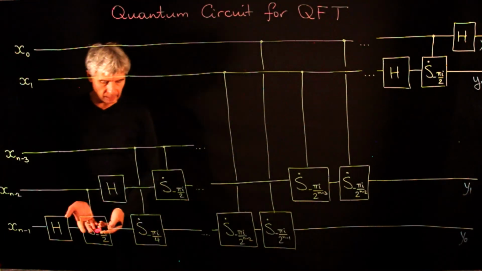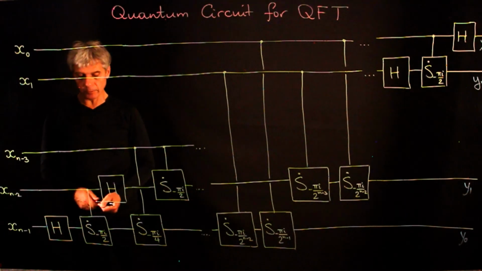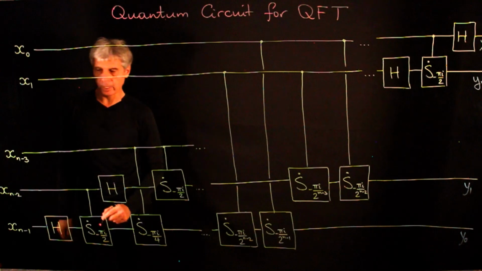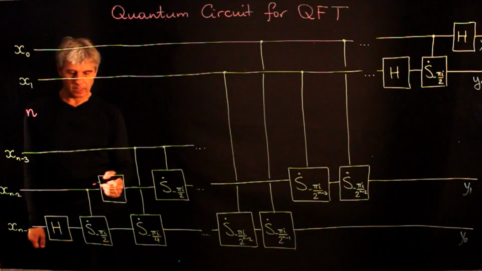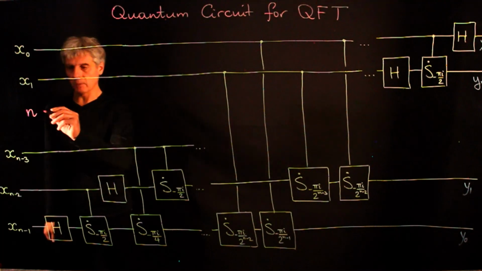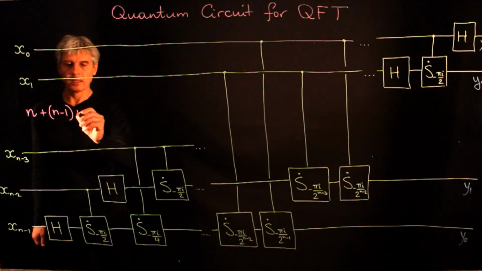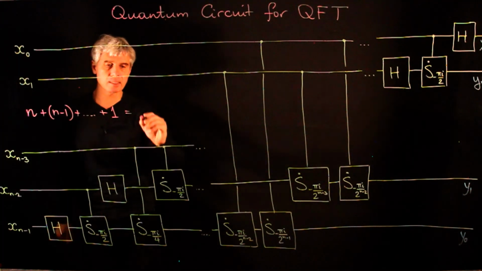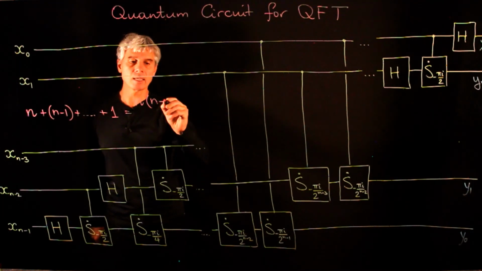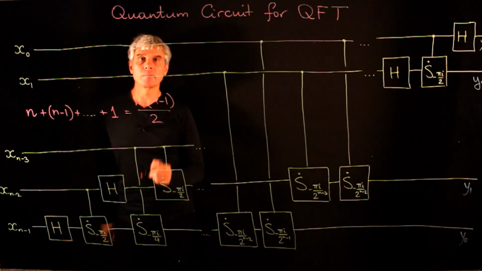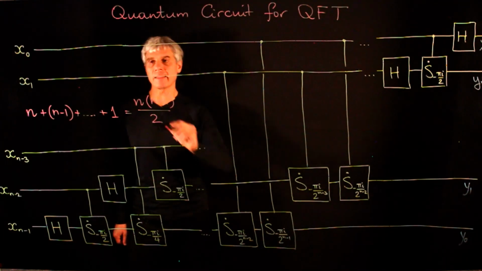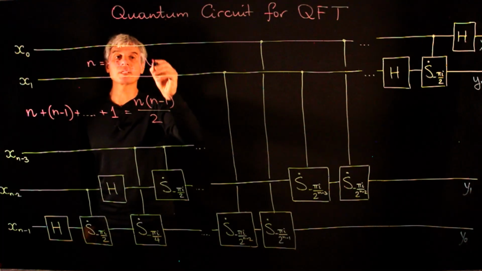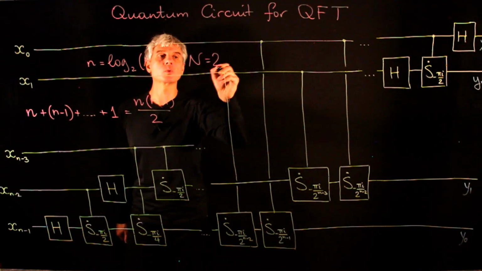So now let's calculate the complexity of the quantum Fourier transform. What we see is that for the last bit, we apply n gates. Then for the second last bit, we apply n minus 1 gates, and all the way to x0, for which we apply just a single gate. So the complexity is n times (n minus 1) over 2. But keep in mind that this little n is log base 2 of the capital N, because capital N is 2 to the power n.